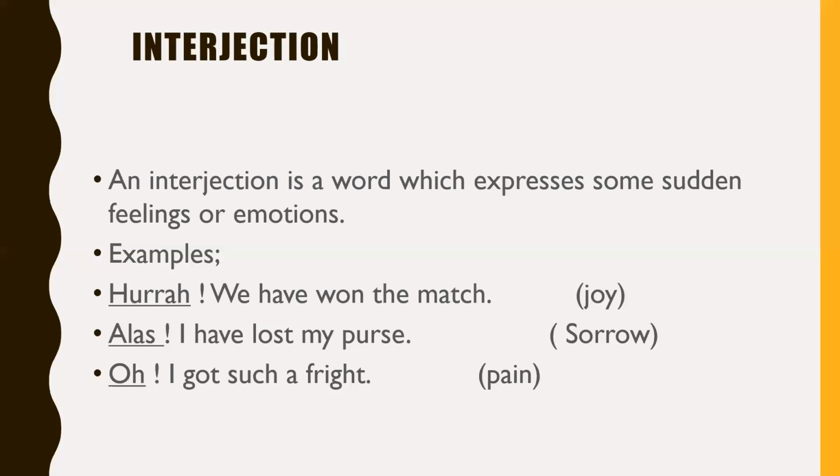Now here, hurrah. Hurrah is a feeling of joy. Hurrah, we have won the match. Alas. Alas is the feeling of sorrow. Alas, I have lost my purse. Oh, I got such a fright. Now it is a feeling of pain. Now you understand that certain emotions and feelings in the form of words are called interjections.